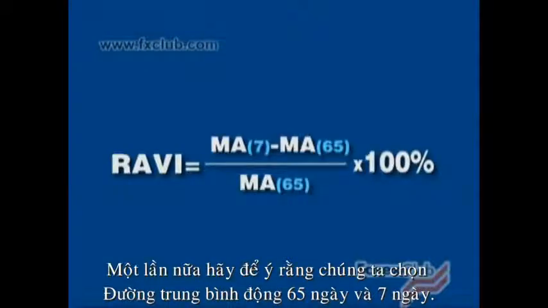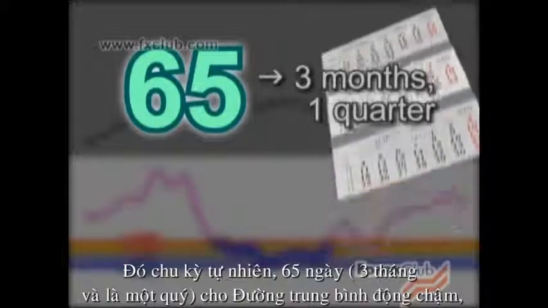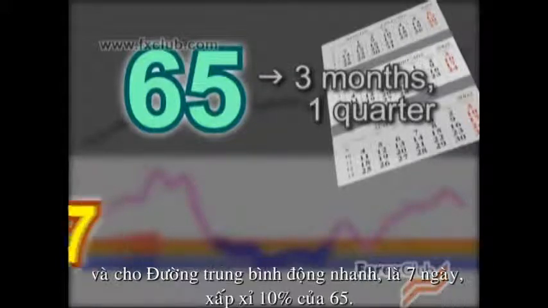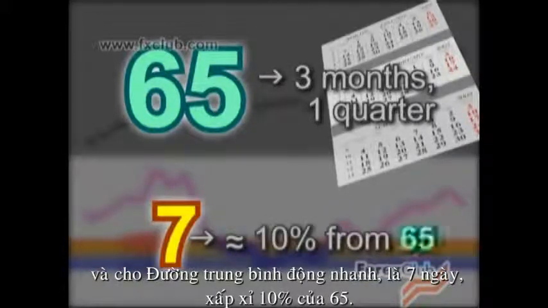Once again, please note that we chose a 65-day MA and a 7-day MA. We have the natural cycle of 65 days, 3 months, a quarter, for the slow line, and the fast line, a 7-day MA, is approximately 10% of 65.